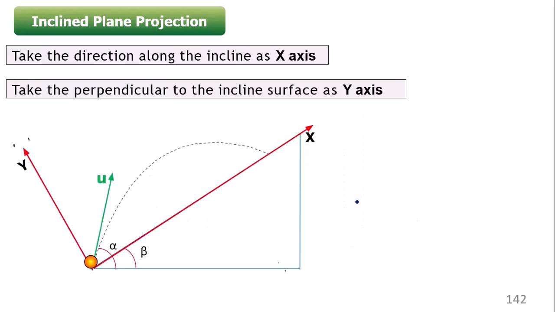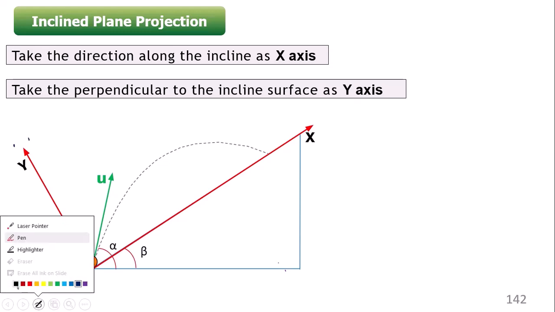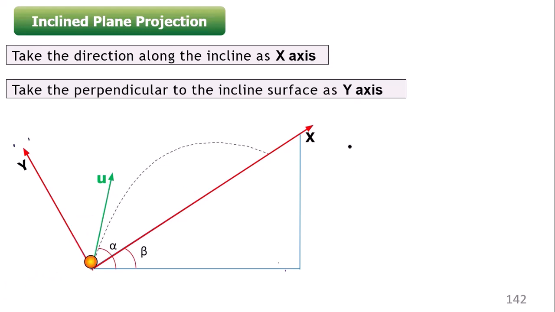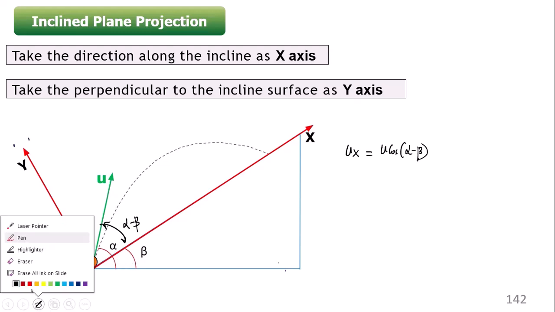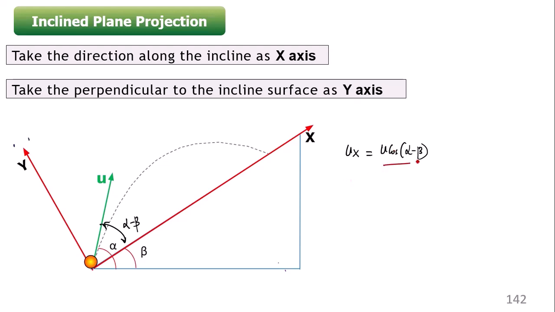So let us say in this situation, we fill the table. Let us say I am saying ux. What is ux? Ux should be equal to simply u cos of alpha minus beta. Why? Because I am interested in this angle, and this angle is alpha minus beta. Alpha is the total angle, beta is the angle of inclination. So ux, the velocity along the x direction, should be u cos of alpha minus beta. Similarly, uy should be equal to how much? u sin of alpha minus beta.